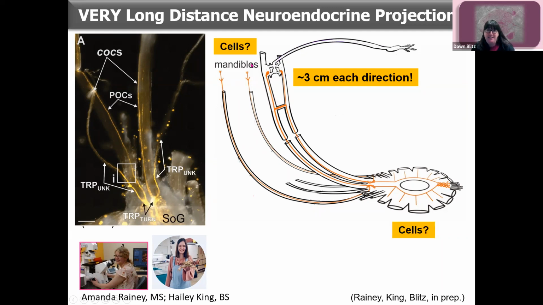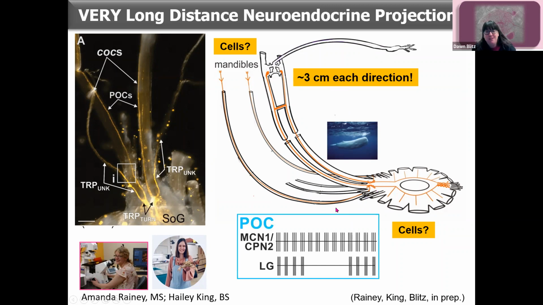But the sad thing is, I still don't know where the cells are. I don't know if they're in the mandibles. I haven't had luck up there yet, although I've had maybe some hints. They might be out somewhere in the legs. Mikey calls this my white whale, and I think he's right, because I started on this in 1992.